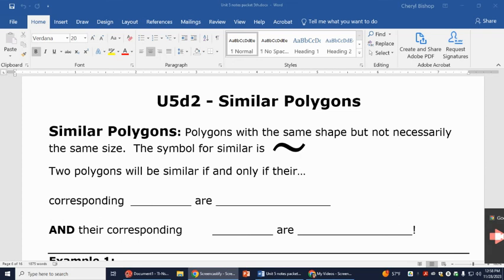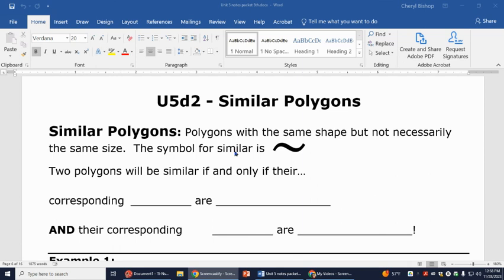Similar Polygons, Unit 5, Day 2. We did congruent shapes, right? Congruent shapes are exactly the same size, the angles are the same, the sides are the same. We're going to look at similar polygons, or just shapes that have straight edges. So no circles or cones or anything weird like that. Just straight edges, and then they're flat. Polygons are not three-dimensional, they're two-dimensional.